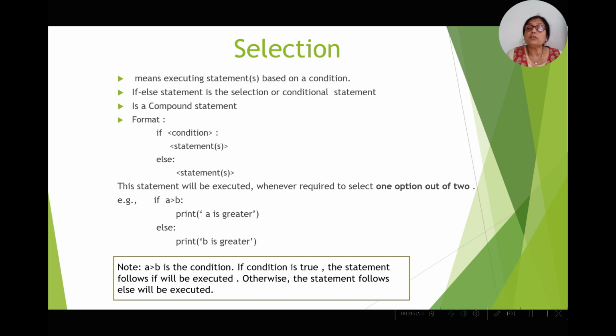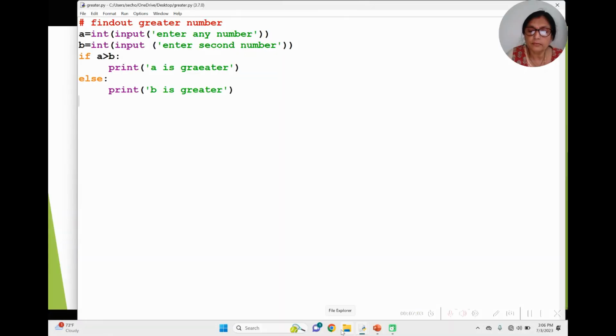Since it is a condition, as I told you, a condition has true or false. If it is true, the statement below if will be executed. If the condition is false, the statement after else will be executed. Let's take the example here. If A is greater than B, then what are you printing? A is greater. If it is false, then B is greater. So let's solve this example in the Python environment.